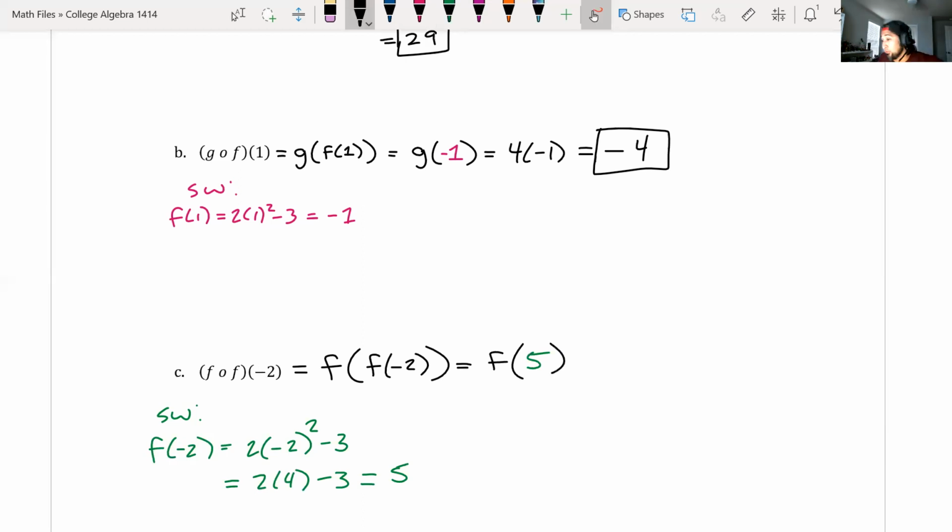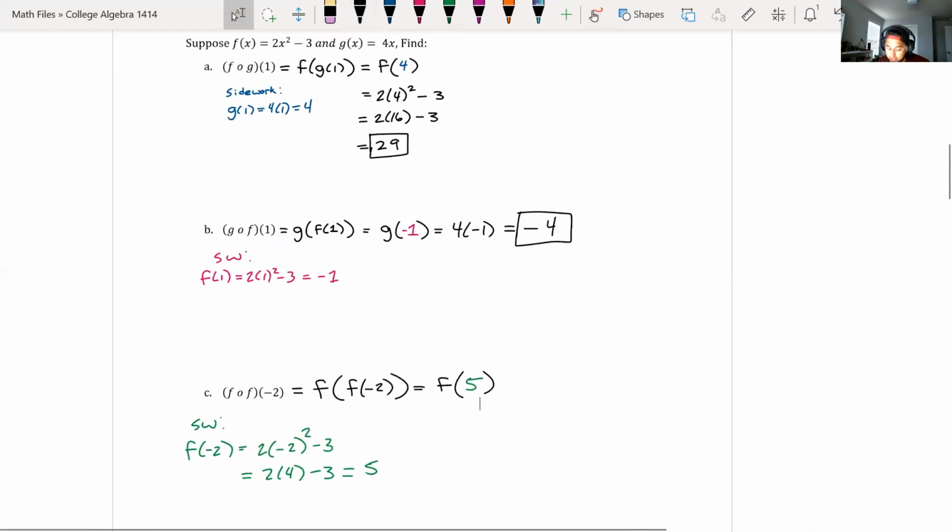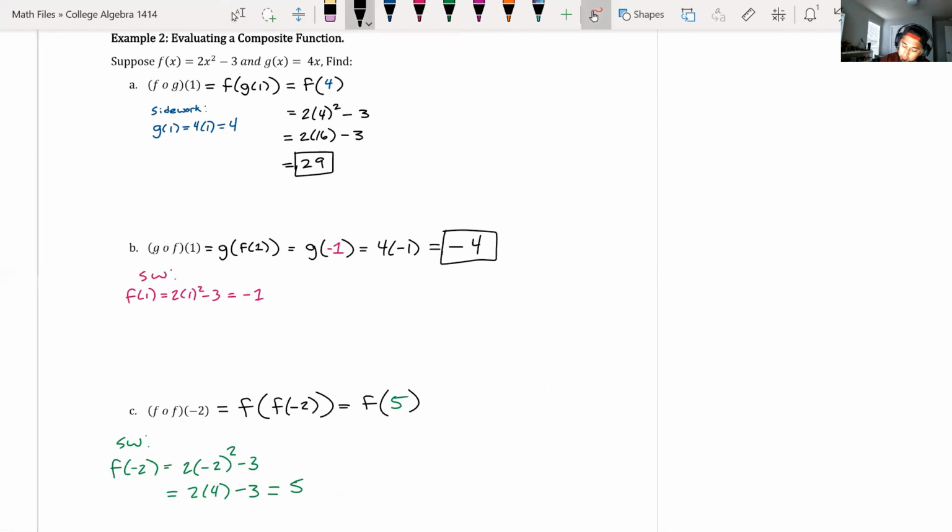And then once again, we're going to take 5 and plug it into function f. Okay. So here you'll get 2 times 5 squared minus 3. And then 2 times 25 minus 3. So 50 minus 3, we get 47. Okay.